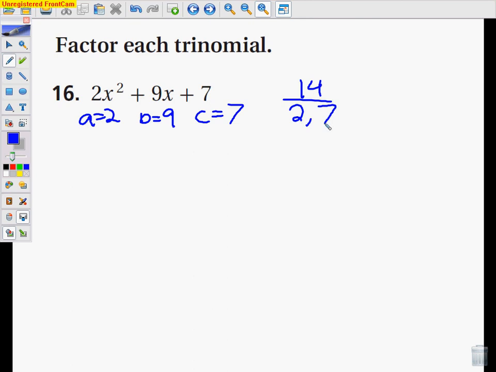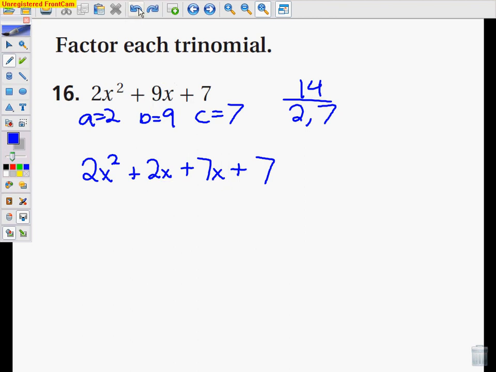Alright, so after you have these two numbers, you break up the b. And the breakup of b looks like this. You're going to rewrite your trinomial, 2x squared, and then you're going to bring in your two factors, 2x and 7x, and then we're going to bring down that 7. Alright, the reason why we have the x attached is because up here we want to get 9x. So when we broke up b, we put an x with those. Okay, now you have four terms.